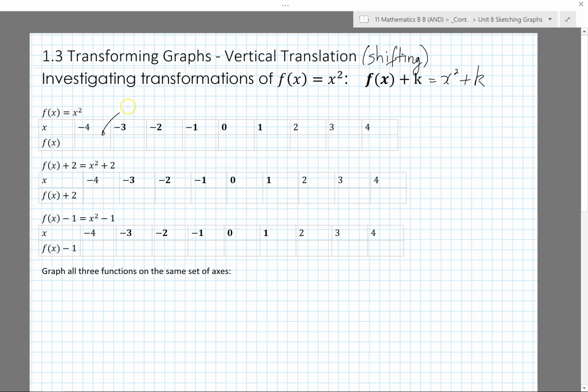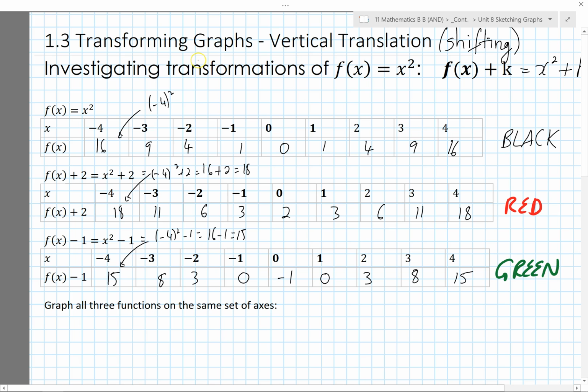Again, I'll just do the first three as a demo. So this first one would be minus 4 squared, 16. The next one, minus 4 squared plus 2, would be 16 plus 2, gives me 18. And this last one would be minus 4 squared minus 1, 16 minus 1, or 15. I can go through and fill out the rest of the table. So from here, go ahead and graph the three graphs, seeing what the effect of adding 2 or subtracting 1 has on that original function.